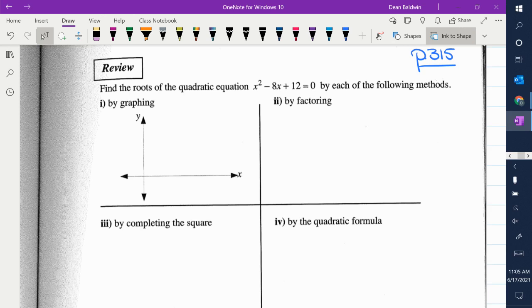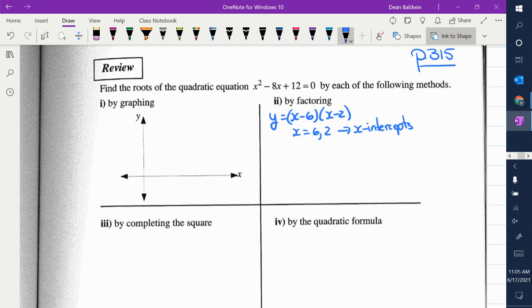Is this factorable? Yes. What multiplies to 12 and adds to negative 8? So x minus 6 and x minus 2. So what piece of information about the graph does that give you? Not the y. These are the x-intercepts. What makes each bracket 0? So x equals 6 and 2 are your x-intercepts.